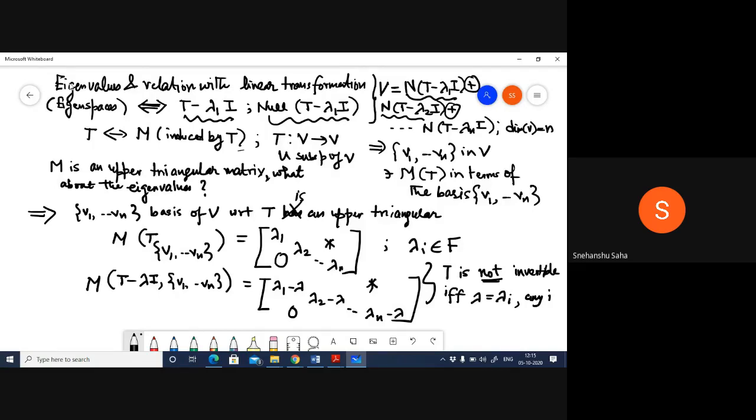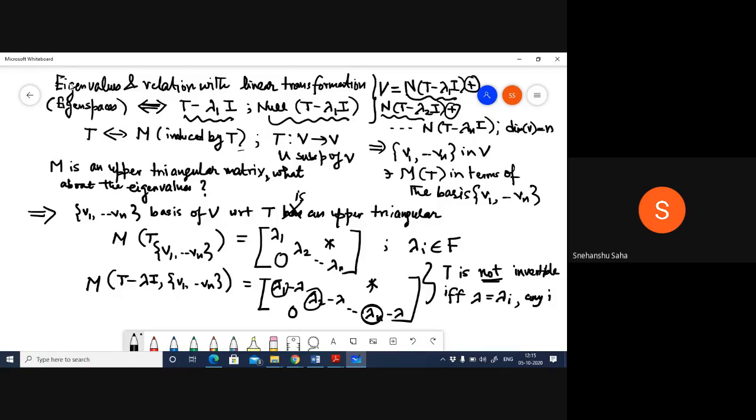So therefore, lambda is an eigenvalue of T if and only if lambda equals any of the diagonal entries of the upper triangular matrix. So these are just the diagonal entries of the upper triangular matrix, right? So therefore T minus lambda is not invertible and lambda is an eigenvalue of T.